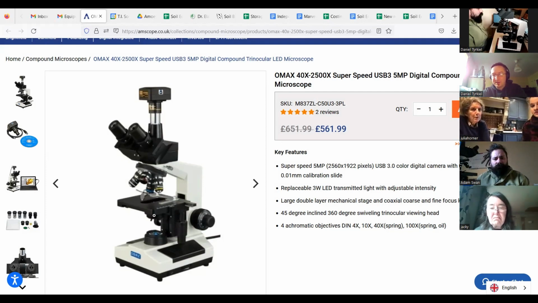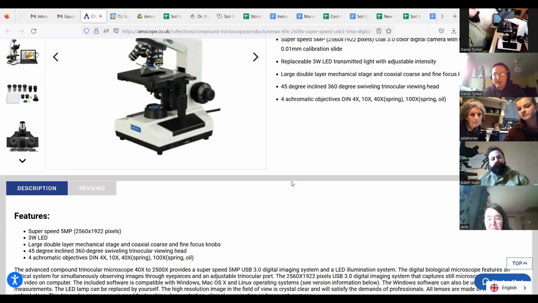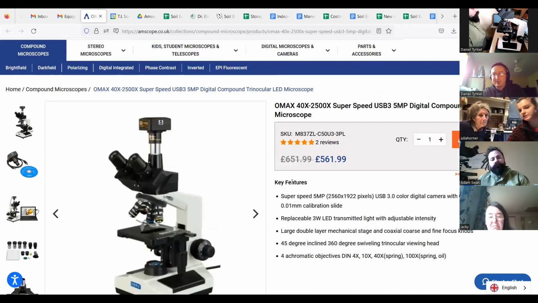It comes with a stage that you can manipulate, and it's nice and sturdy. Underneath there's a collector that has a diaphragm which allows you to shade the image so you can actually see the microbes, because they're transparent, and if you don't shade them, you can't actually see them. So this is the bare minimum that we would advise you to use.